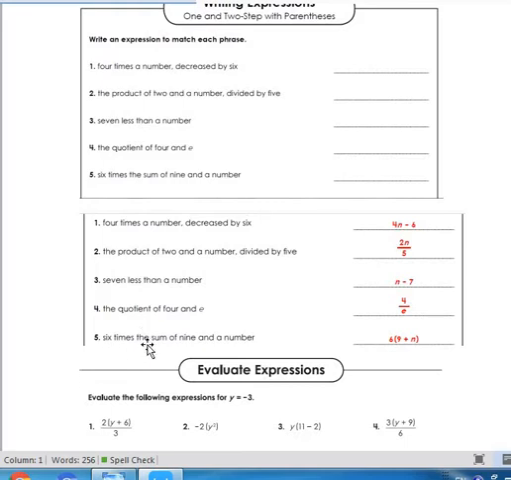So 6 times, okay, 6 times what? The sum of 9 and the number. So we will write 6 times. I can write times, or I can just make a bracket. 6 times the sum of 9 and the number, so 9 plus a number.